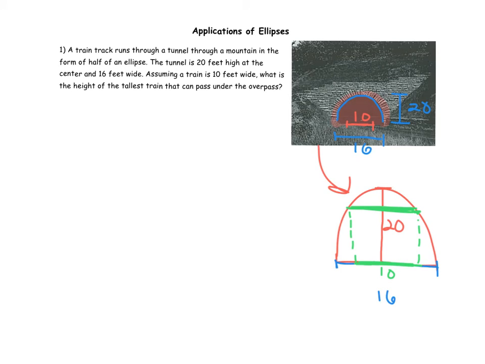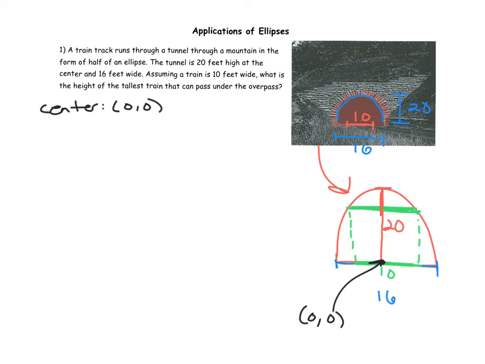And we're going to assume that this is centered at 0, 0. So let's assume that this is centered here at the origin, to make our lives easier. Centered at 0, 0. So my center is at 0, 0. And now we know that the height is 20 feet high.